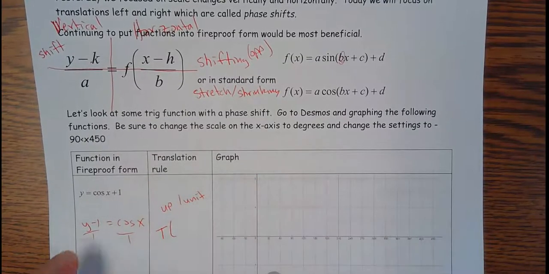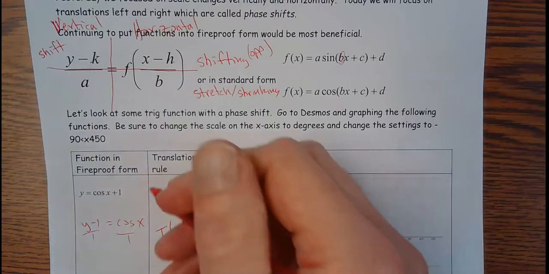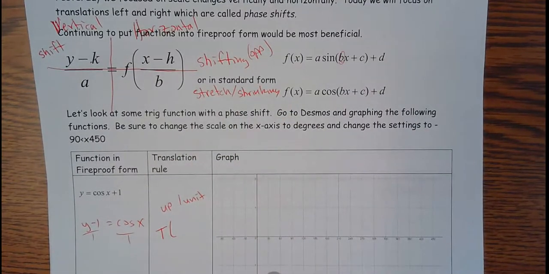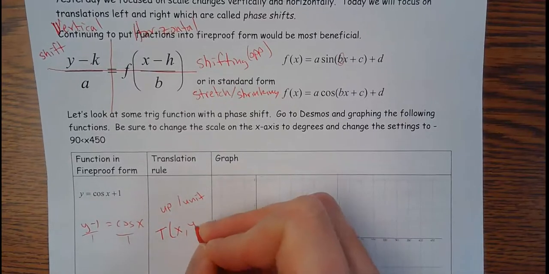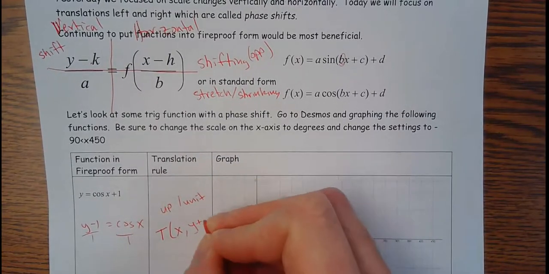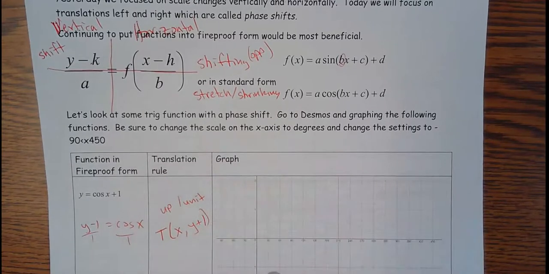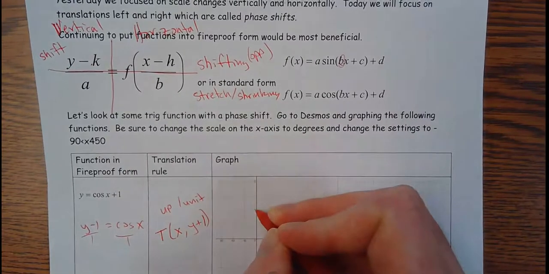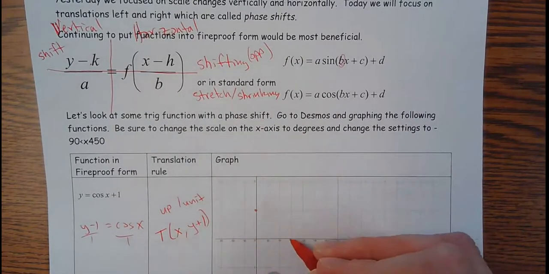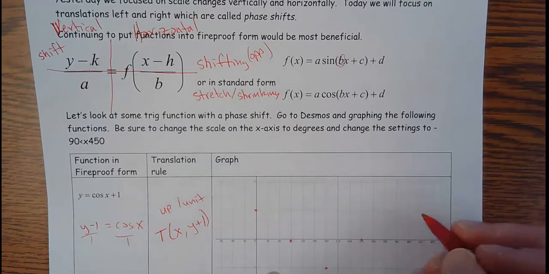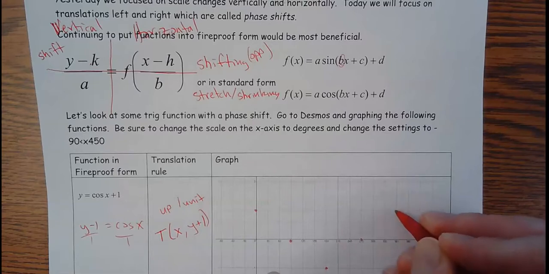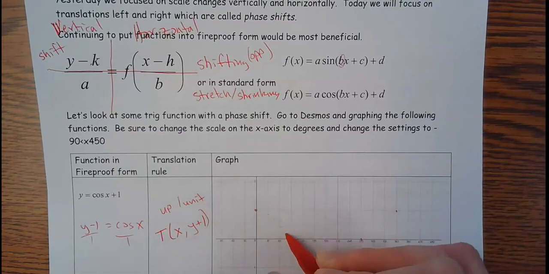Now, if you want to, this is kind of a translation rule. I think MathXL may ask you to do this at some point. All your x values are going to stay the same, but your y values will go up 1 unit. So what was x comma y will become x comma y plus 1. Cosine originally started here, went through 90, bottomed out at 180, came back up, and then at 360, right there. So this was normal cosine.